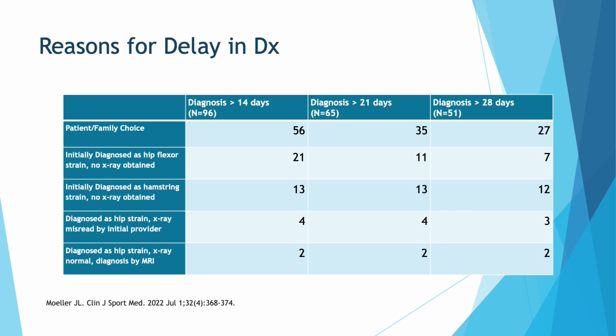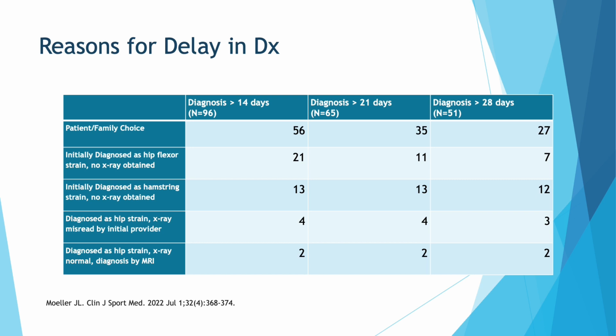You can see, though, interestingly for me, is that the number of people who were diagnosed as having a hamstring strain, so this would be an ischial tuberosity avulsion fracture, had no x-rays obtained. The number was 13 people at the 14-day cutoff, 13 people at the 21-day cutoff, and 12 people at the 28-day cutoff. And so these patients remained in pain, but again, even without x-ray, they believed their initial diagnosis and continued to suffer the ills of an ischial tuberosity avulsion fracture with pain and inability to return to sport.